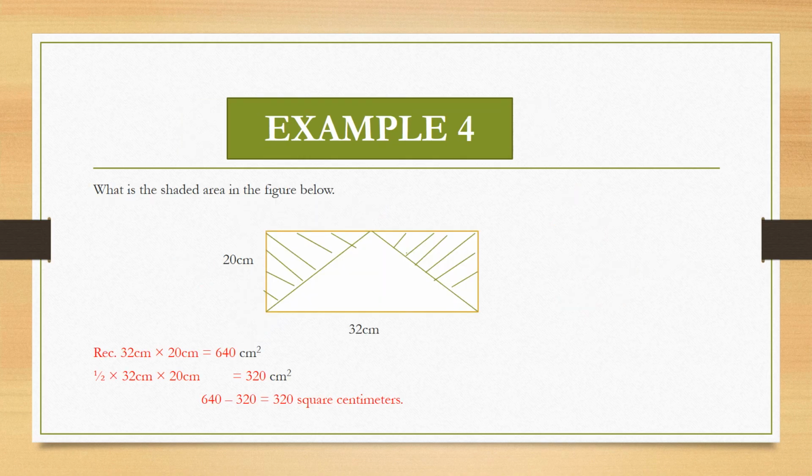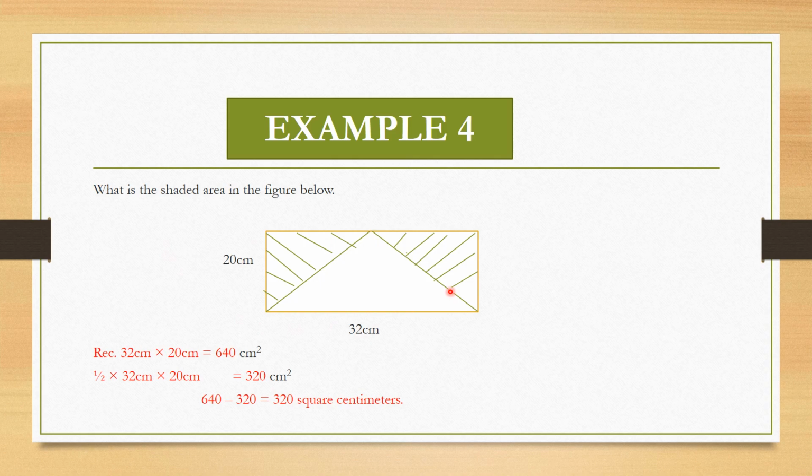To our last example for today, we are saying what is the shaded area in the figure below. So if you look here, if you are a keen pupil, you'll be able to know that I have seen a rectangle and I have also seen a triangle. So if you are clever enough, you'll be able to understand that this is a triangle which is here, and this is a rectangle which is covering it.